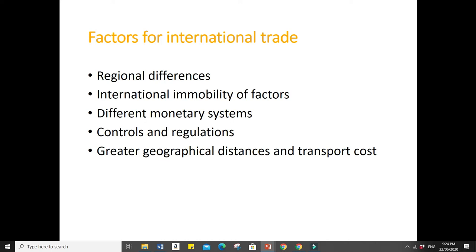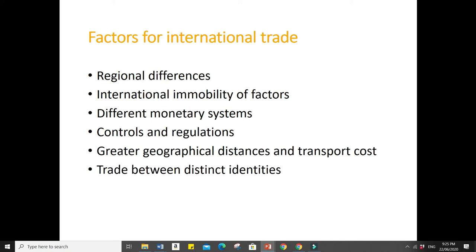Okay, next, another factor is greater geographical distances and transport cost. So international trade exists due to existence of greater geographical distances between countries and the consequent increase in transportation cost. So goods may be transported with different modes of transportation, such as your sea, air, and land over long distances. So transport in long distances will entail higher packaging, insurance, banking facilities, and of course, freight charges. So transport cost is very important input in the international trade.